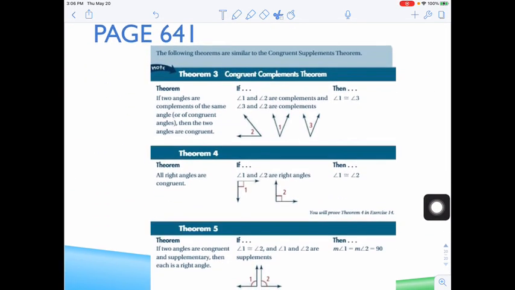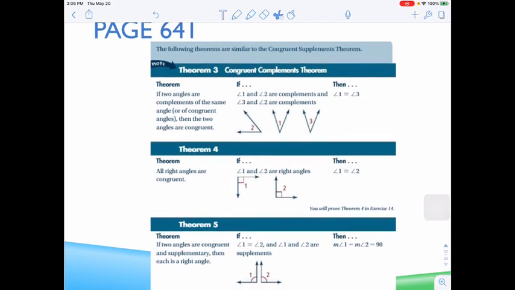On page 641, we do have 3 more theorems. The following theorems are similar to the congruent supplements theorem. Theorem 3 is the one that you are going to prove in that Try It. It is the congruent complements theorem. If two angles are complements of the same angle or of congruent angles, then the two angles are congruent. So if angle 1 and angle 2 are complements, meaning their measures add up to 90, and angle 3 and angle 2 are complements, meaning the measure of angle 3 and the measure of angle 2 add up to 90, then angle 1 is congruent to angle 3. So these two are going to be congruent.